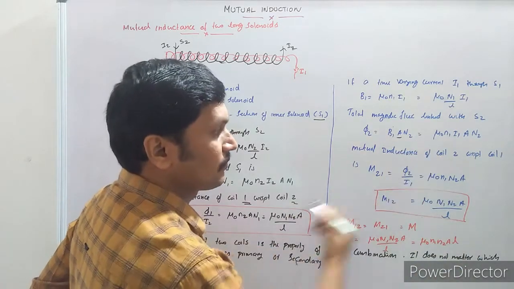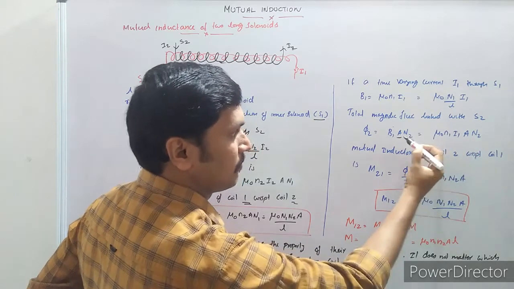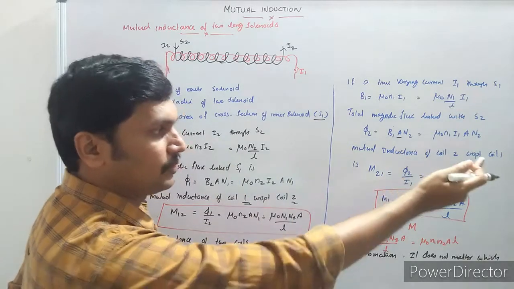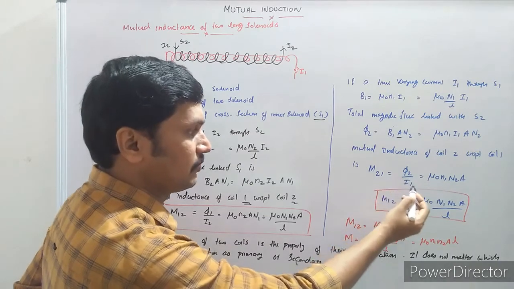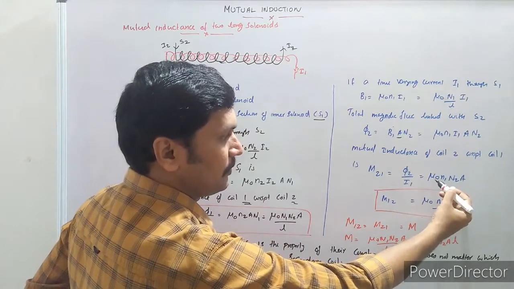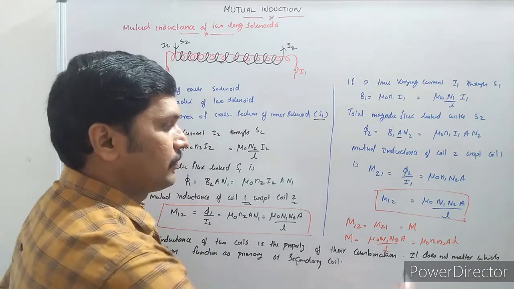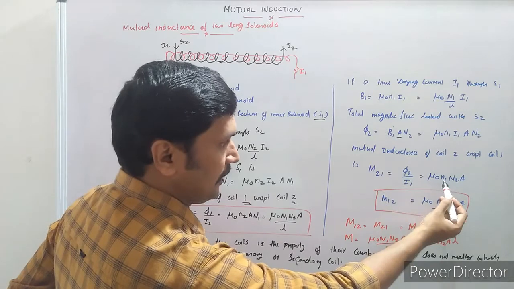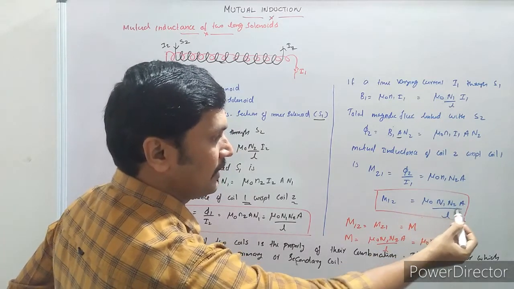B1 A into N2. So substituting for B1, mu 0 N1 I1, times A into N2. The mutual inductance of coil 2 with respect to coil 1 can be written as M21 is equal to phi 2 divided by I1. Dividing by I1, we get mu 0 N1 N2 into A. This equation can also be rearranged: M12 is equal to mu 0 N1 N2 A divided by N.